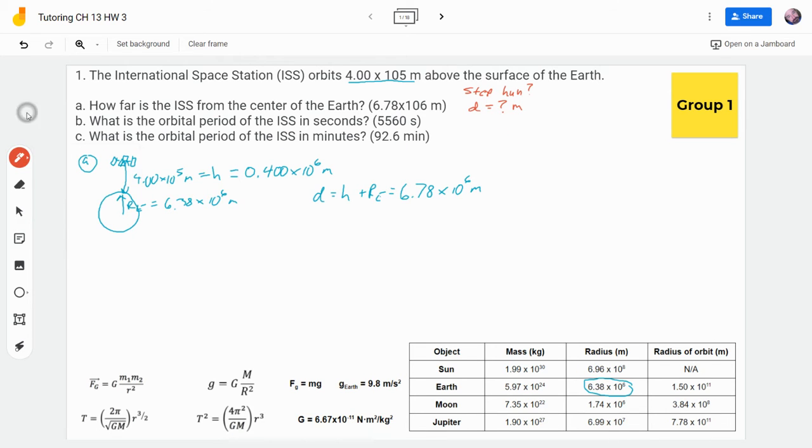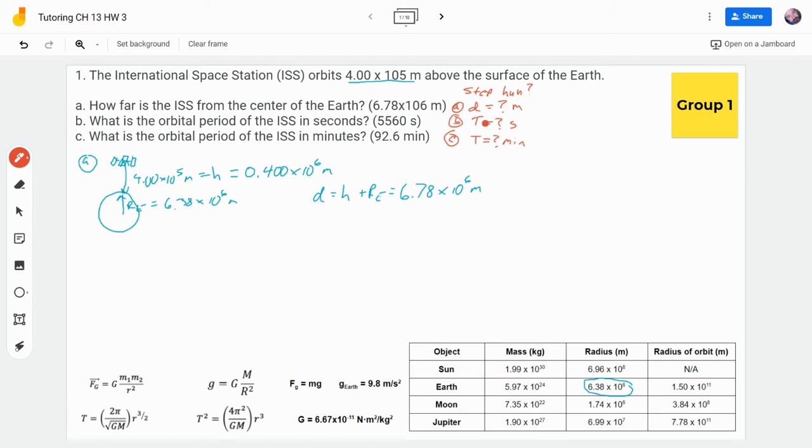Now for part B, what is the orbital period of the ISS in seconds? Okay, so that was A right there. For B, what are we looking for? We're looking for T, our symbol for orbital period. Remember, orbital period is a time. It's how long it takes the ISS to go around. So T is equal to question mark seconds. And then for the last part, it's going to be what is that time, but in units of minutes. So that'll be a field goal post thing when we get to it.